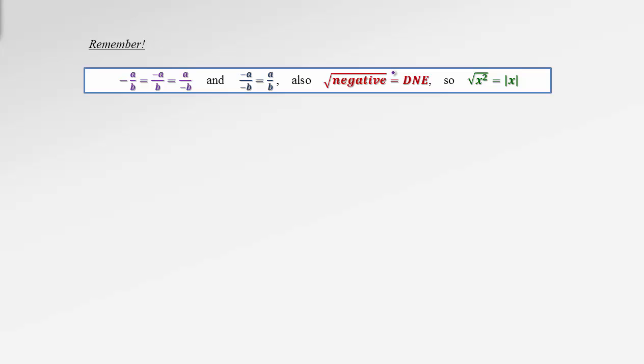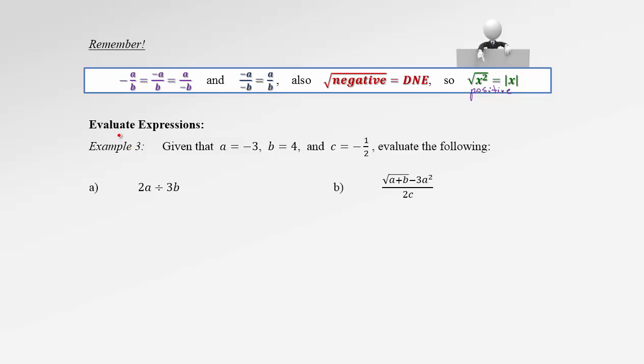Also remember that the square root of a negative can't be taken. It doesn't exist. DNE stands for doesn't exist. And root of x squared is not x by itself. It's actually absolute value of x. Why is it so? Well, because x by itself could be a negative number, and remember that root of anything is actually positive.